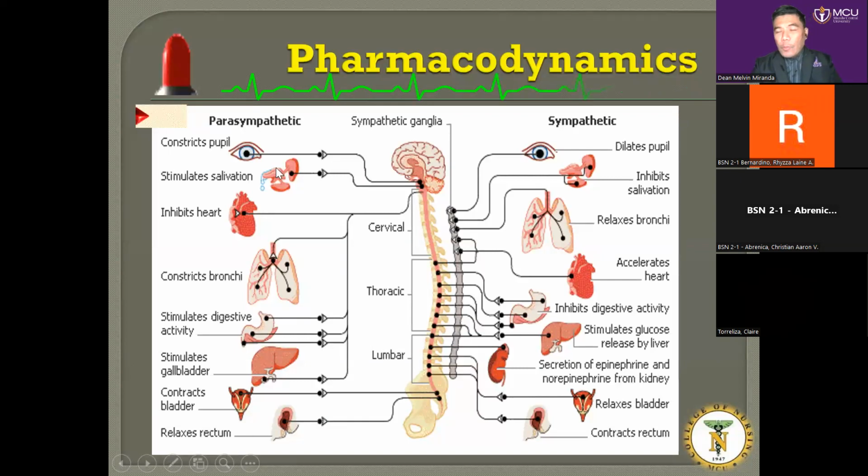Okay, when the drug takes its effect in the parasympathetic, it is expected that when you check the eye, the pupils will be constricted. So mainly it can already give you the knowledge that the constriction of the pupil is brought about by the parasympathetic response of anesthesia.